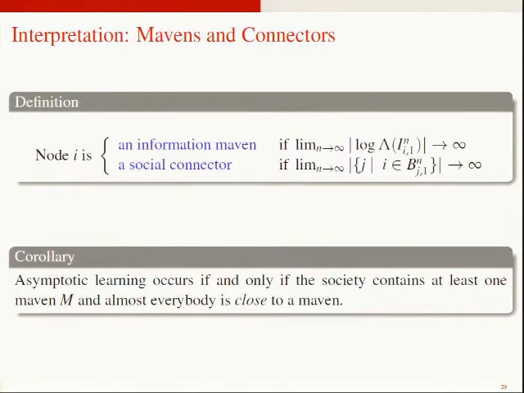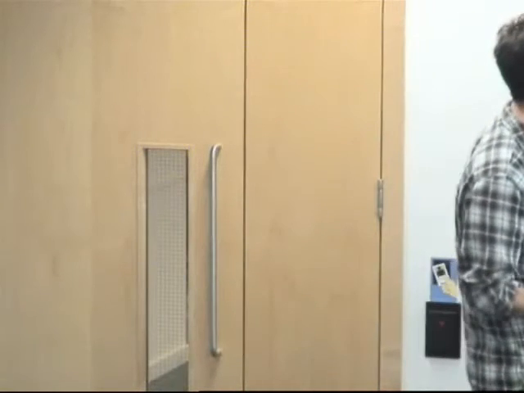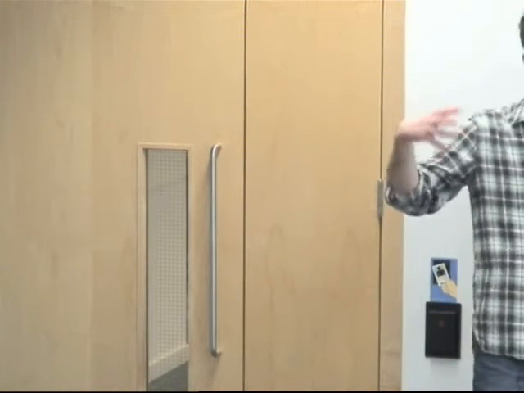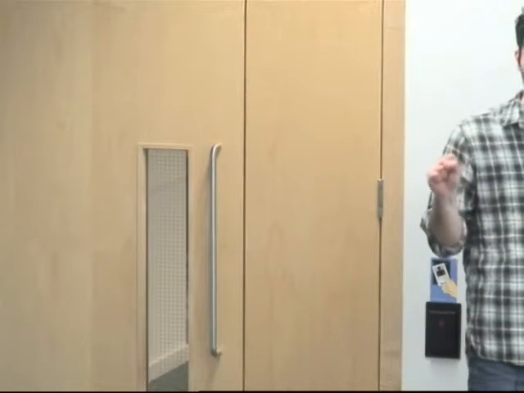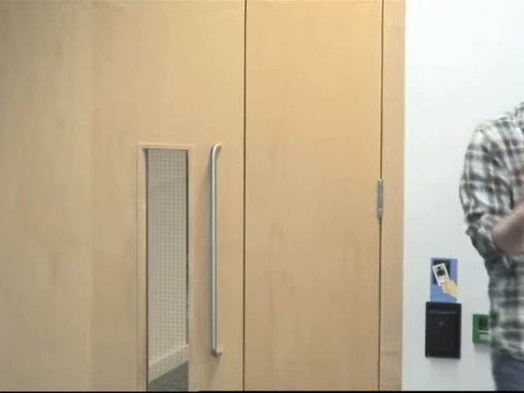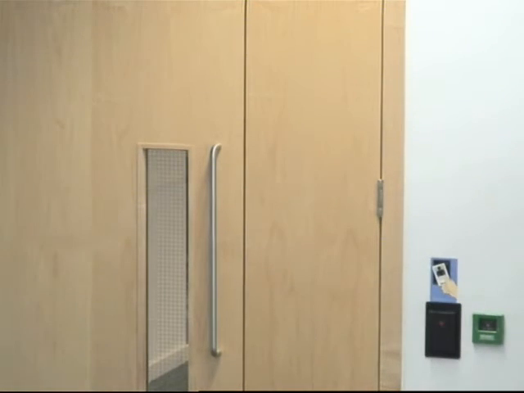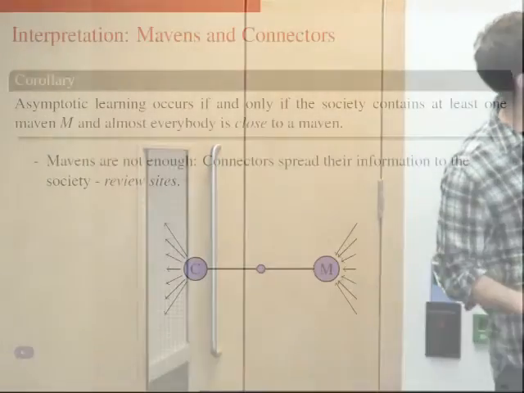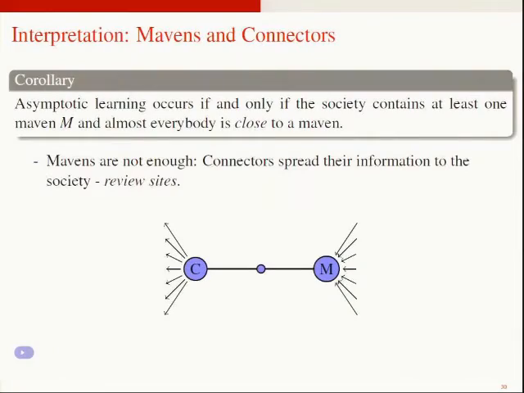The result intuitively says that the society needs to have at least one maven, so an agent that can aggregate information quickly, and almost everybody has to be close to that maven. And what we mean by close has to do with the discount factor, has to do with the thresholds that I showed before. So mavens are not enough for learning.